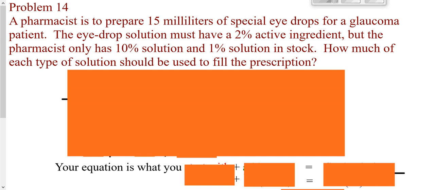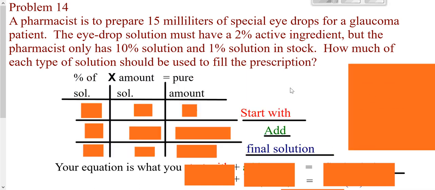So this is a situation where I would start out with a chart. I would use the formula percent of solution for my first column times, for my second column, amount of solution equals, for my third column, the pure amount. Now, I might just start out with a normal tic-tac-toe chart, and then sometimes you have to add an additional row. But you'll notice, we're going to start out with something, we're going to add something to it to get a final amount. So we need to have 3 rows going across to fill stuff out.